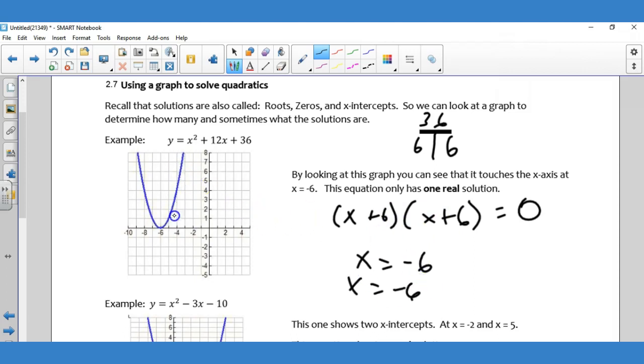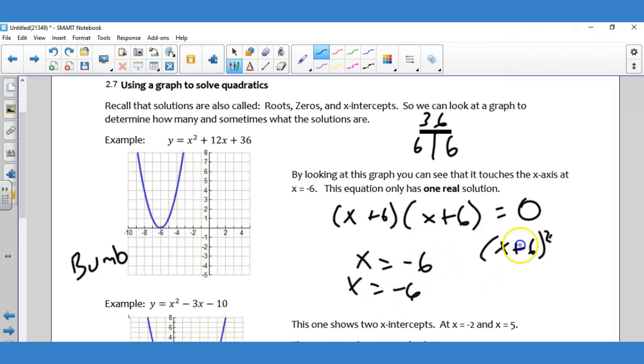So see how this parabola bumps right here. This is called a bump. Because the line comes down, it bumps right there and goes back. It bumps at negative 6. And whenever there's a bump, that's going to be an even degree. What I mean by even degree is, see how this is x plus 6, x plus 6? Well, that's x plus 6 squared. So there's two x plus 6's.